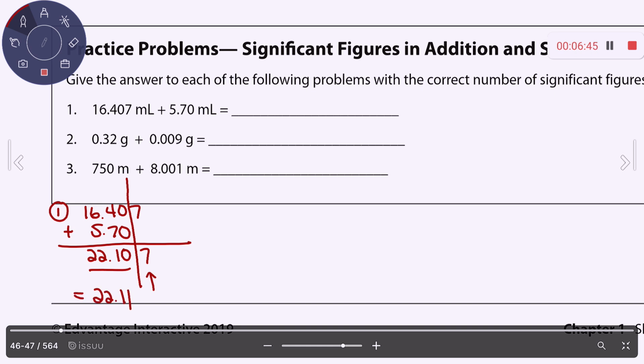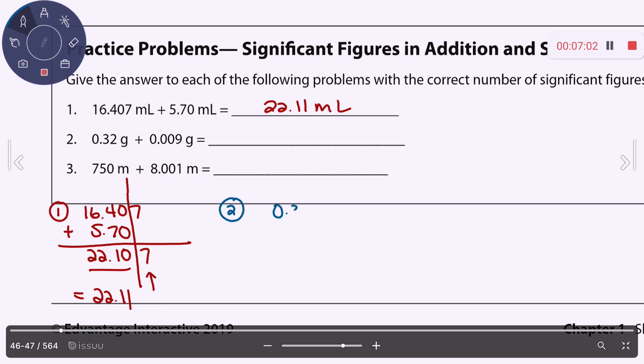22.11 would be my answer, okay? So my unit is milliliters, so this would be 22.11 milliliters. Okay, let's go to number 2.